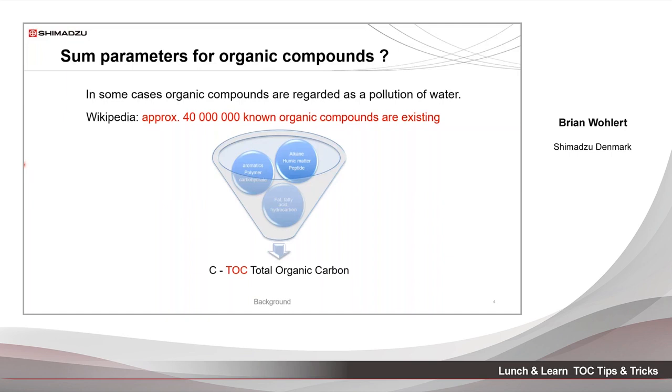So as you see here, Wikipedia states that approximately 40 million organic compounds exist. And this number is probably growing. And this is a huge number. And we detect all of them with our TOC analyzers. That's the reason why we are calling this a sum parameter.